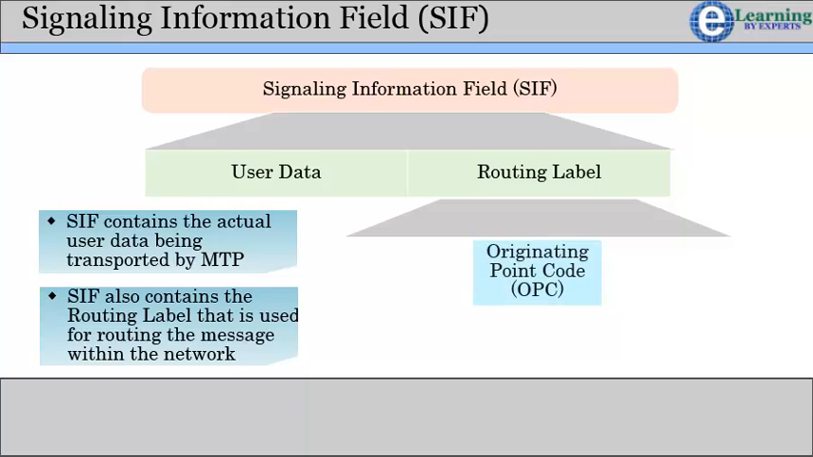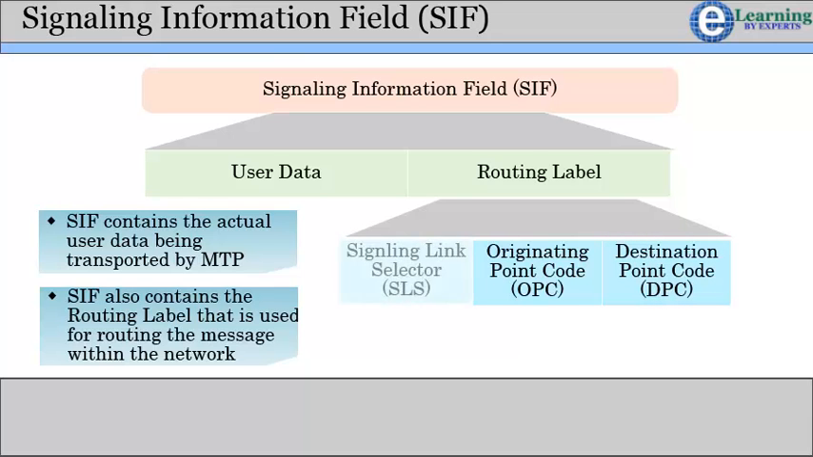Originating point code, OPC, identifies the node originating the message. Destination point code, DPC, identifies the destination node. Signaling link selector, SLS, an identifier used for load sharing across link sets and links.